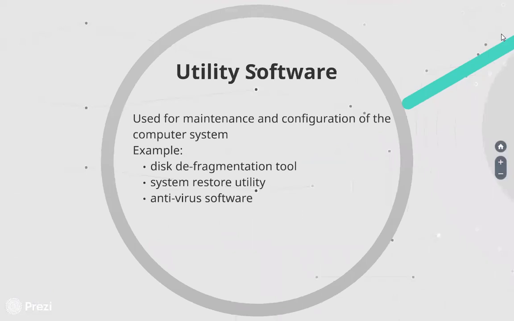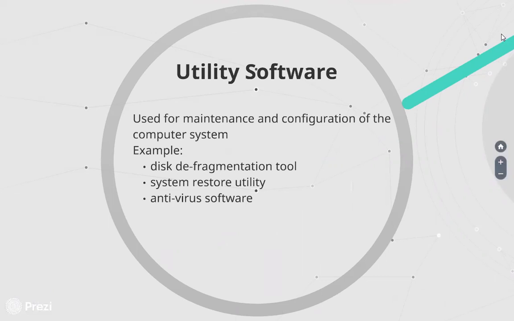Next comes utility softwares. Utility softwares are small softwares which perform a certain task and they are directly attached to your hardware. So they are used for maintenance and configuration of the computer system, like the disk defragmentation tool. I don't know how many of you have used or know the disk defragmenter.